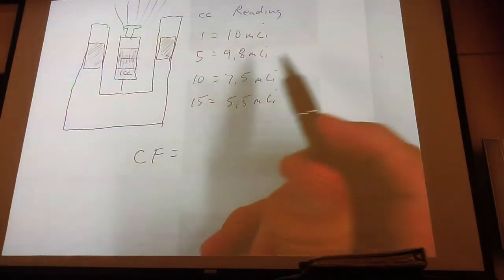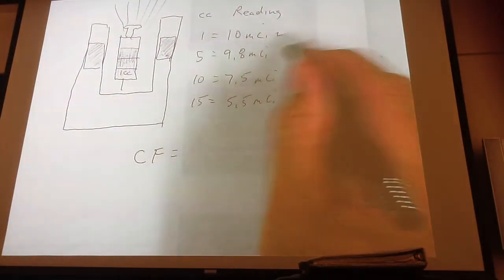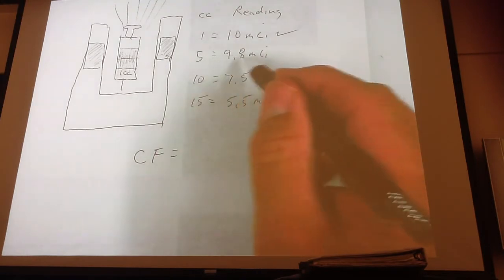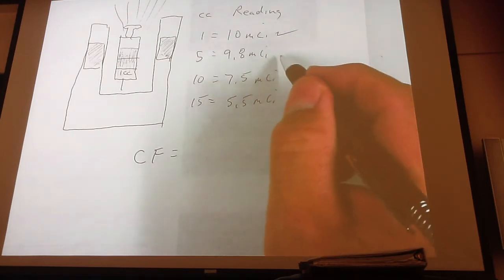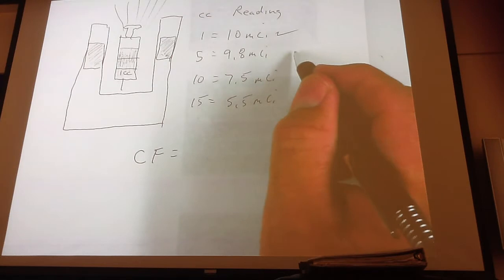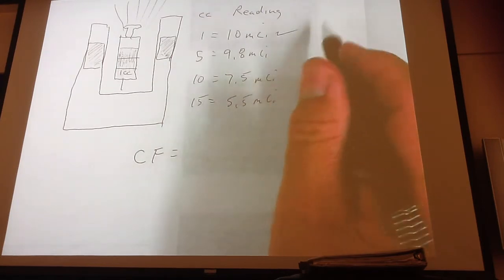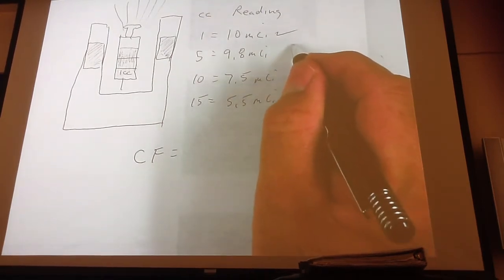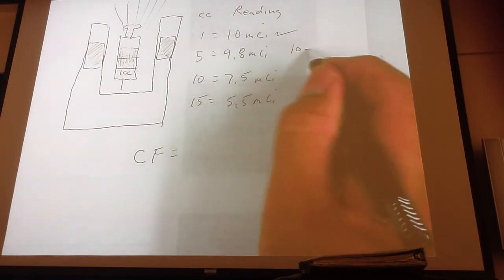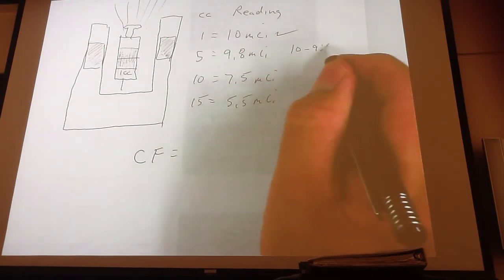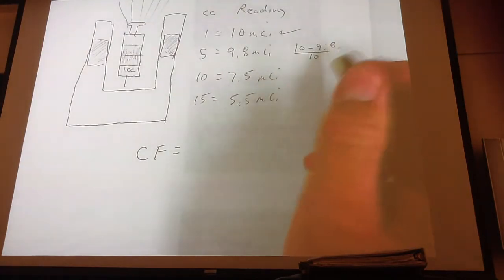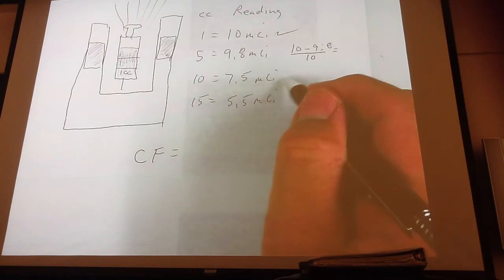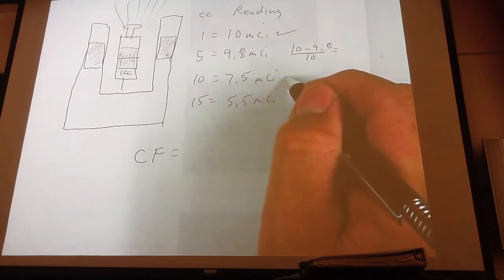Is anything more than 10%? I'm okay with the 1. What about the 5? What's my percent error here? It's about 2%, isn't it? How would I calculate it? Well, remember, it's going to be expected minus actual divided by expected. So about 2%. Down here we're up to about 25%, aren't we?